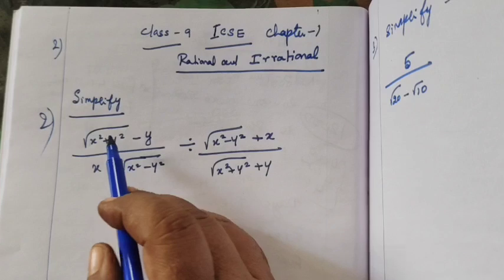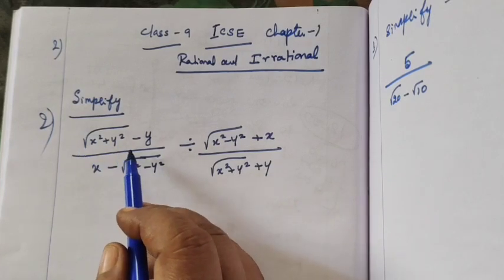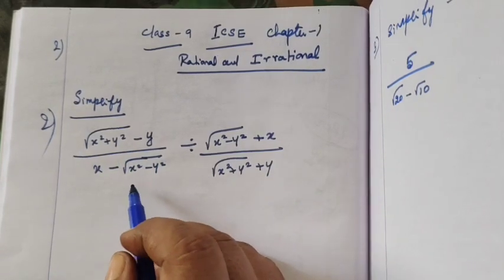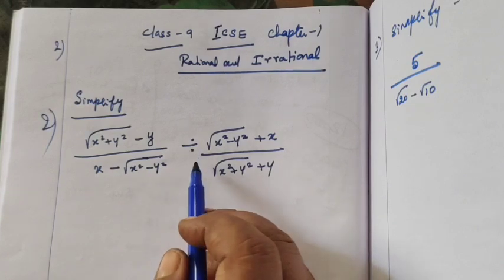Now question number 2, simplify root of x squared plus y squared minus y by x minus root of x squared minus y squared, then divide.